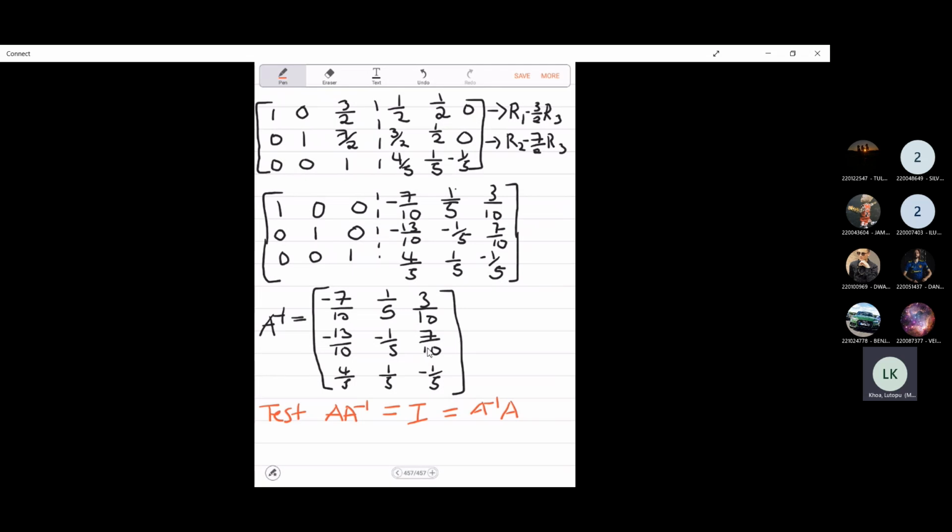So again, you can see what we're doing is not complicated per se. It's just very easy to make a mistake in your calculations, and one mistake with one row operation affects everything that comes after that. So try and be as careful as possible when solving these equations. So we can actually make use of the inverse in order to solve a system of linear equations.